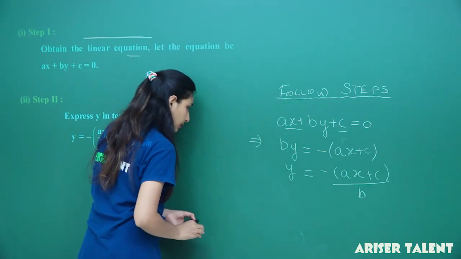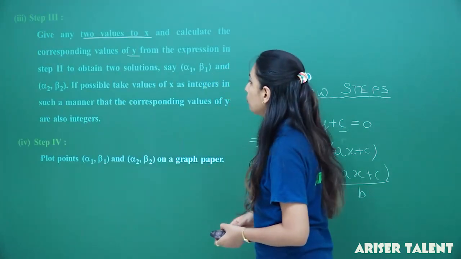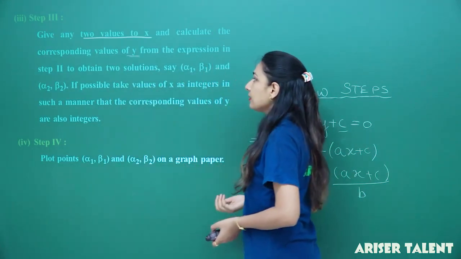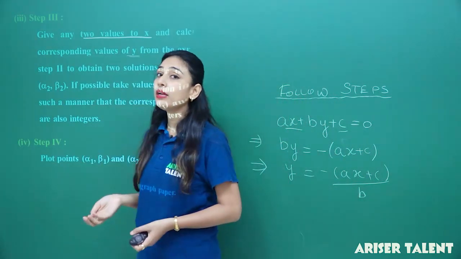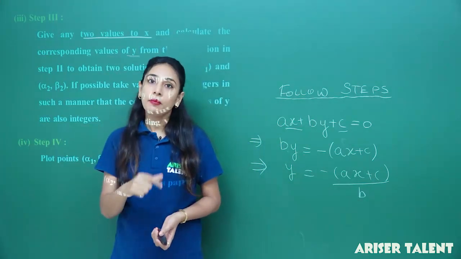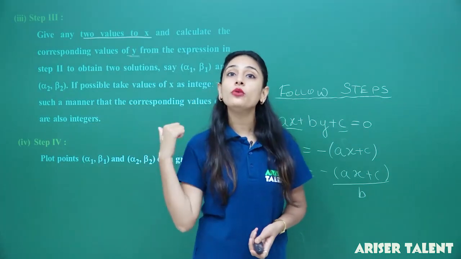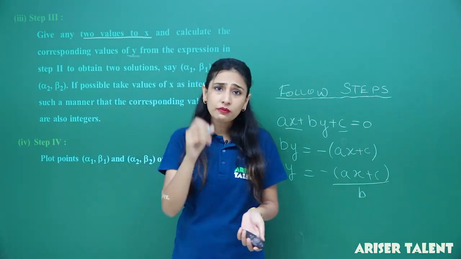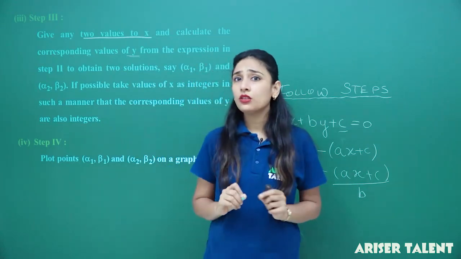Okay. We'll be having some examples on that. Right. Now what you have to do, if possible, take the values of x as integers in such a manner that the corresponding values are also integers. Why are we saying that? Because it's easy to put integers on a graph, and now we are doing all the exercises to put the values on a graph. If it's in fractions, then you have to have some points between 2 points, and it's a little bit messy, right?